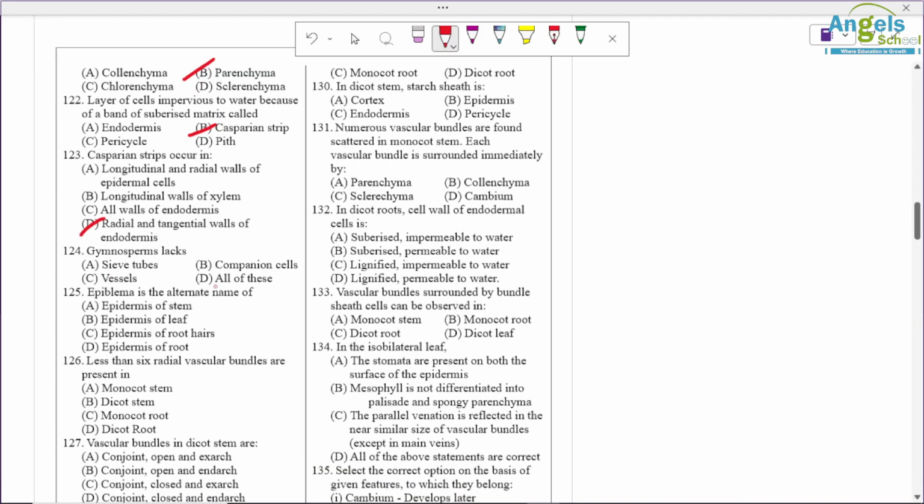Gymnosperm lacks. So in gymnosperm, sieve tube is absent, vessels are also absent, and companion cells are also absent. So all of these are correct answers. Epiblema is the alternate name of. So it is the alternate name of epidermis of root.